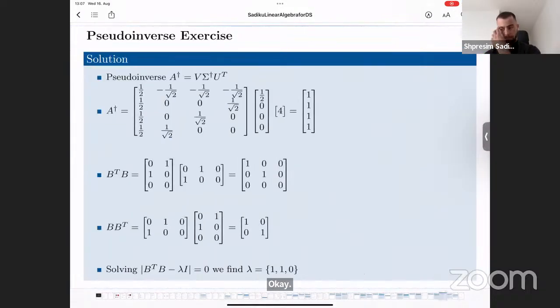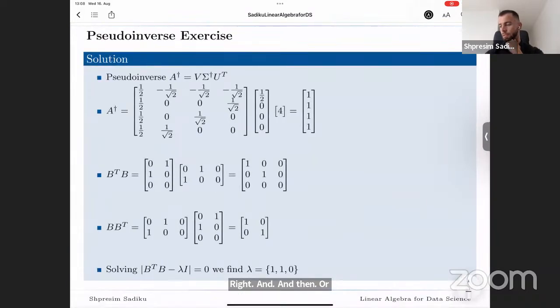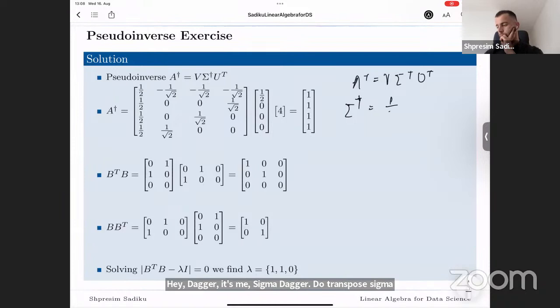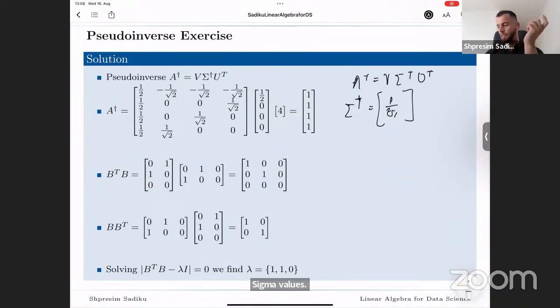All right. And then for the pseudo-inverse, we just use the definition. A dagger is V sigma dagger U transpose. Sigma dagger is 1 over the sigma values. And for B, we just substitute the matrix that we had before. And for U, we also substitute the matrix that we had before.